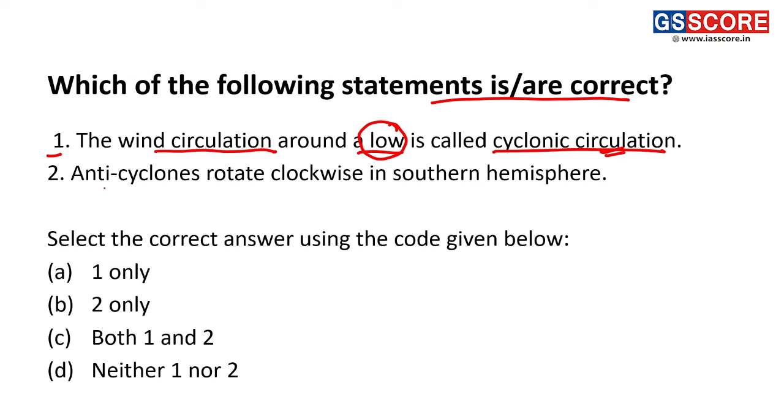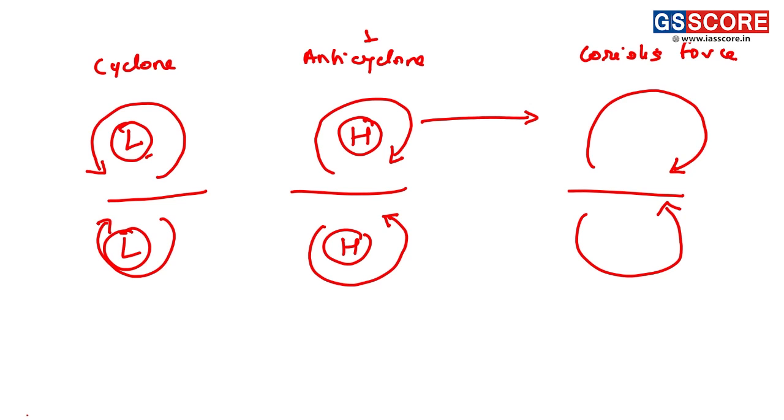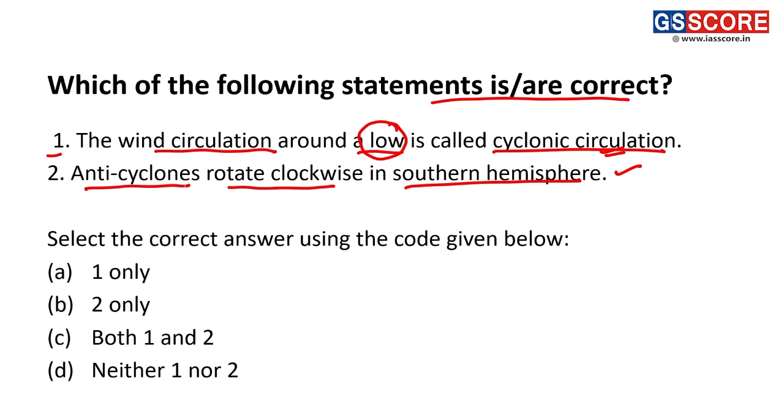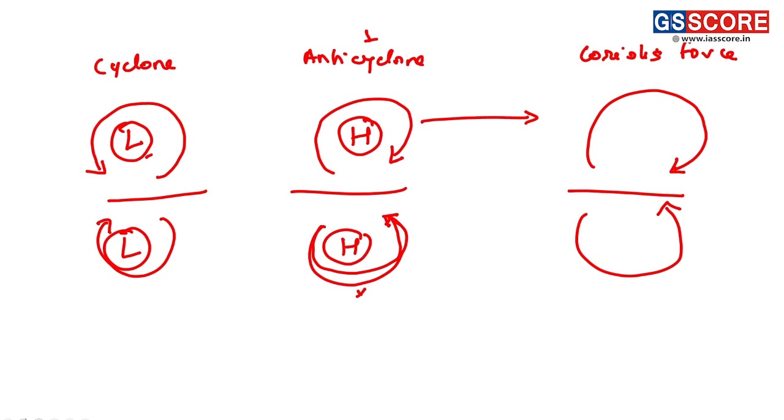Looking at statement 2, the anticyclones which rotate clockwise in the southern hemisphere. So this is the correct statement. As we can see, it is rotating clockwise. Okay, sorry, it is rotating anti-clockwise. Actually, this is an incorrect statement. This should be anti-clockwise in the southern hemisphere. So here statement 1 is the correct statement. Thus, the correct answer is A, that is 1 only. Okay. So these conditions you can remember. It is very easily explained here.